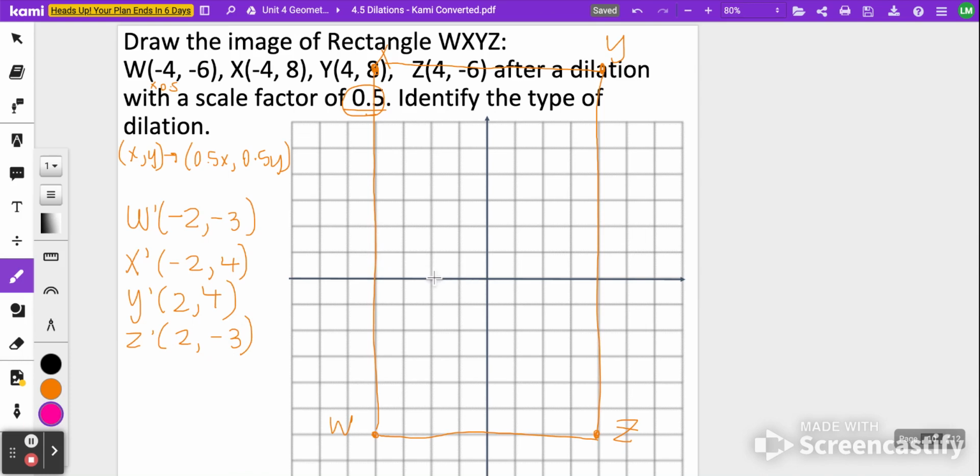Let's go ahead and plot these new points with a new color. W prime, (-2, -3), to the left 2, down 1, 2, 3. X prime, (-2, 4), 1, 2, 3, 4. Y prime is (2, 4). And Z prime, (2, -3), 1, 2, 3. Again, this should be a similar shape to what you had before, not identical size, but same type of shape. They're both rectangles, and this is clearly a reduction.